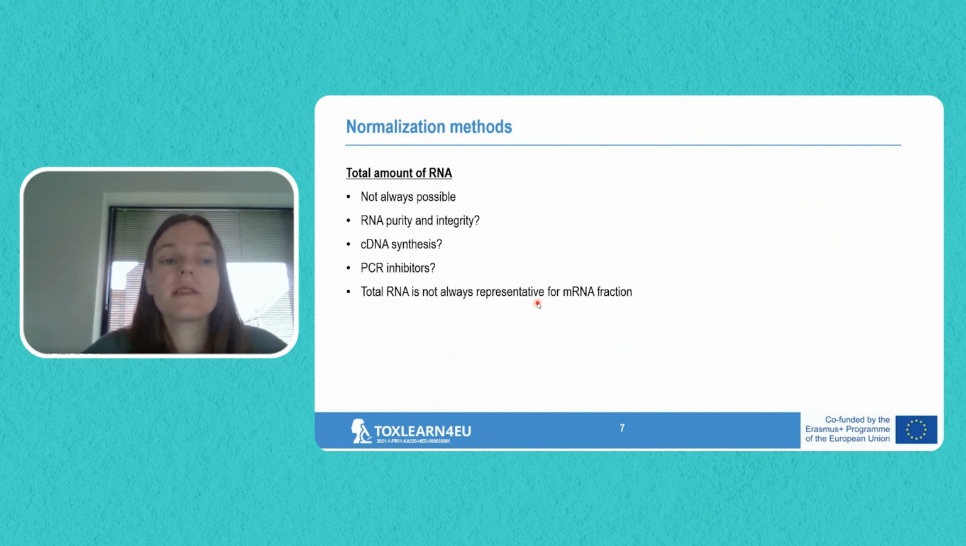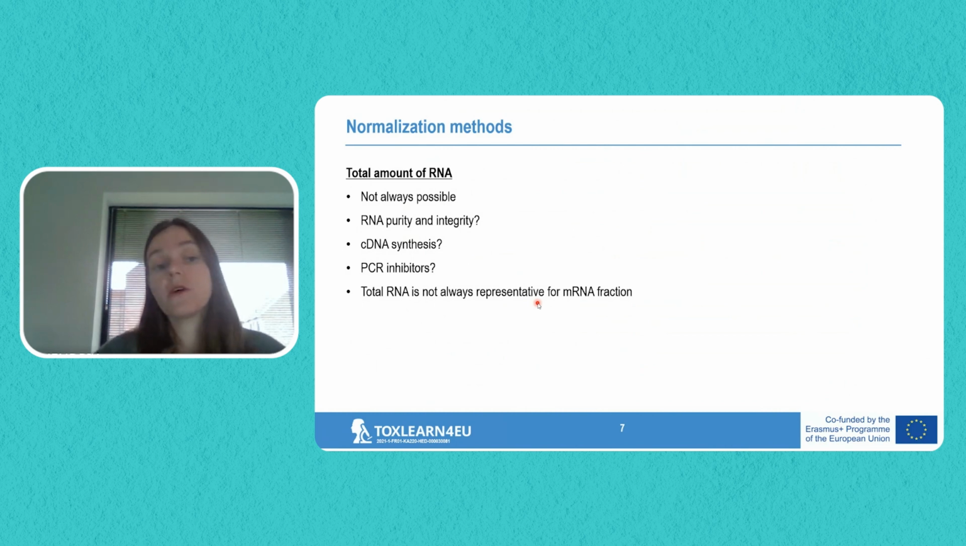Another possible normalization method is to normalize against the total amount of RNA. So when you determine the RNA concentration using the NanoDrop, you could use this obtained value to normalize the qPCR data. However, this is also not always possible. Sometimes you might not have a NanoDrop available, you're not able to determine a concentration of RNA, then this is, of course, an issue.